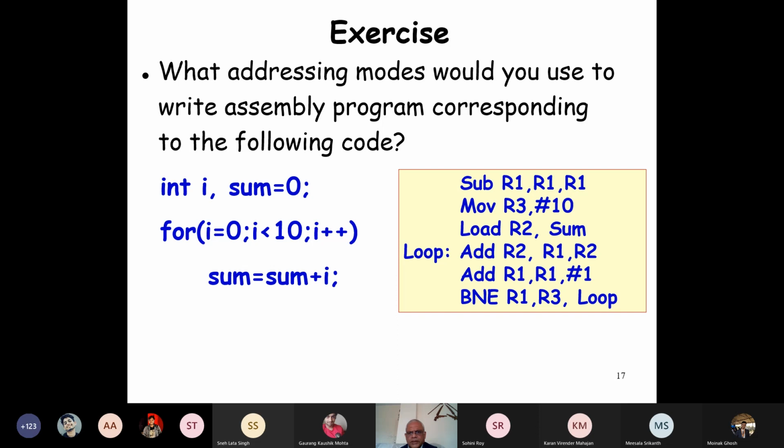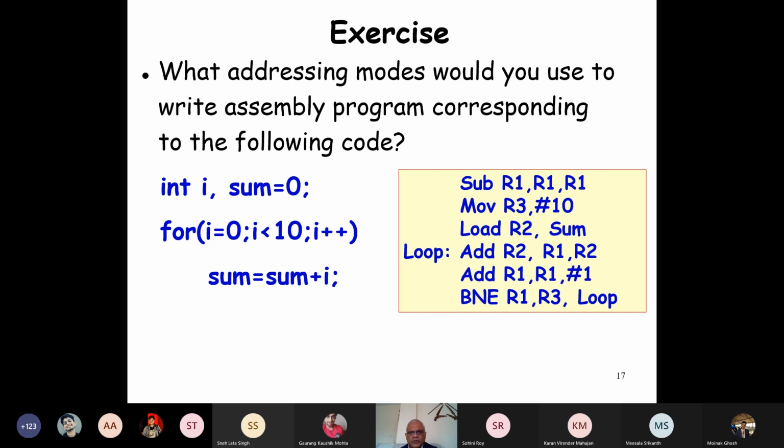And then, so here register direct addressing, and then increment R1. So we add one constant 1 to R1, so immediate addressing. And then this is the loop which is set up here. Branch not equal to, if R1 is not equal to R3, that is still it is less than 10, then branch to loop. So this is PC relative addressing.